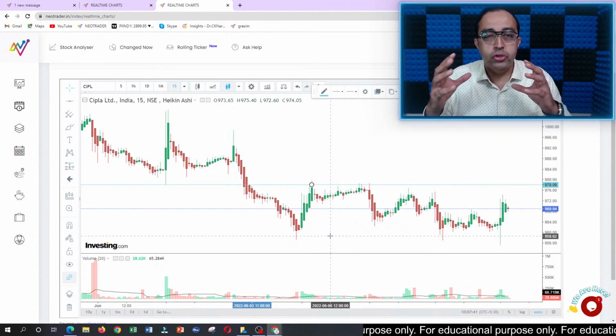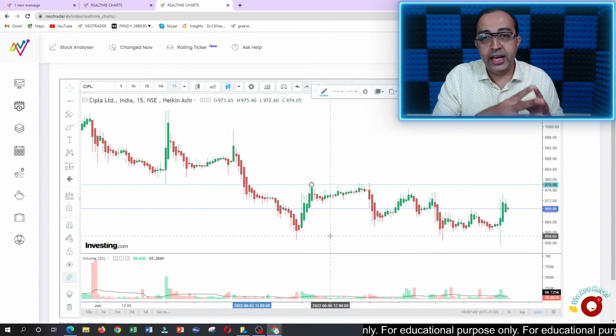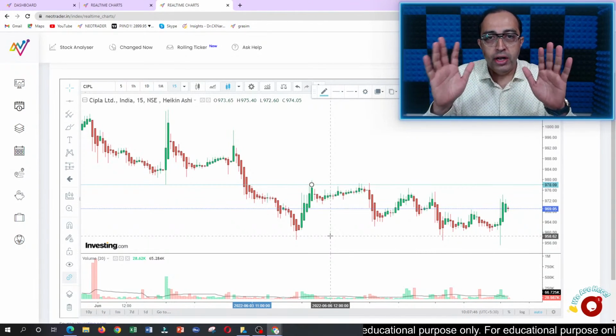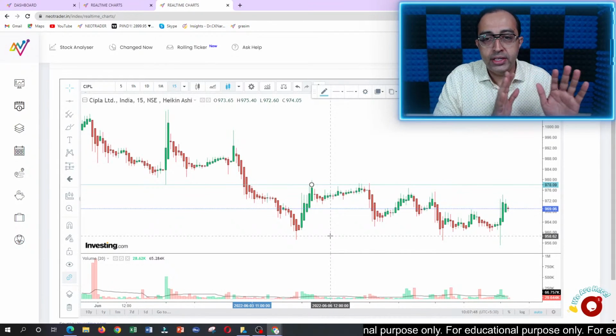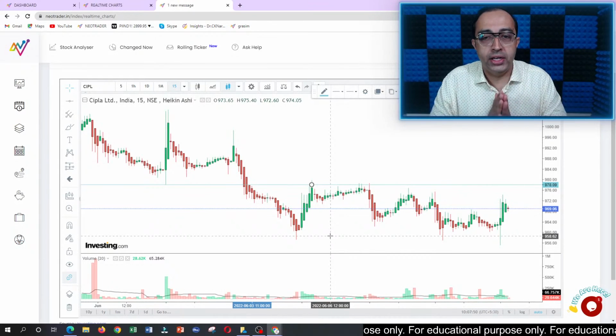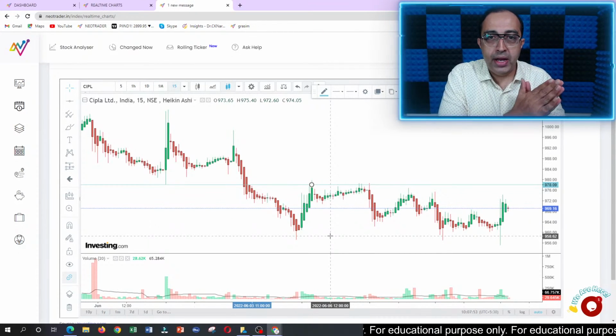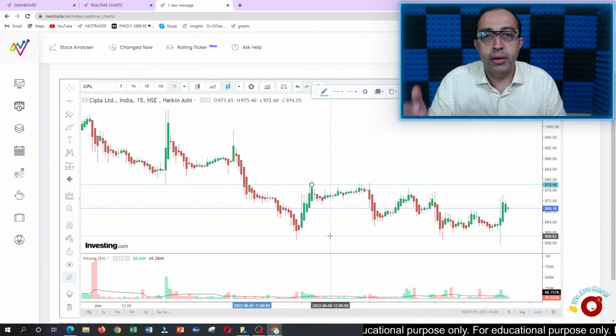That's how you are supposed to see the charts, and Heikin-Ashi will give you that perspective. How many of you are clear? Are you able to understand? That's how you have to use Heikin-Ashi. You can see that Cipla is making a base and is showing a movement up.